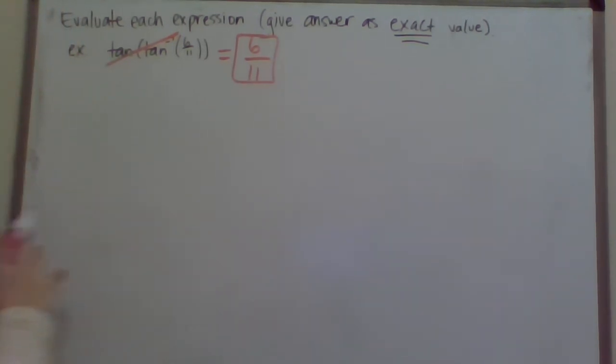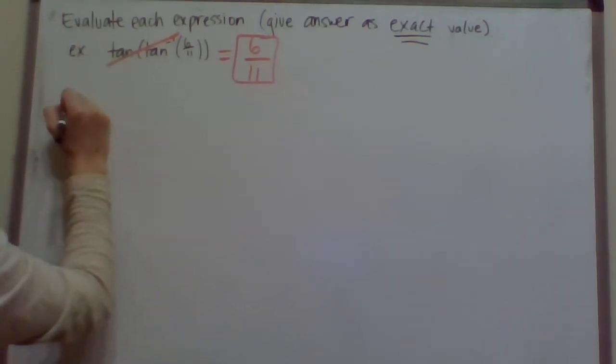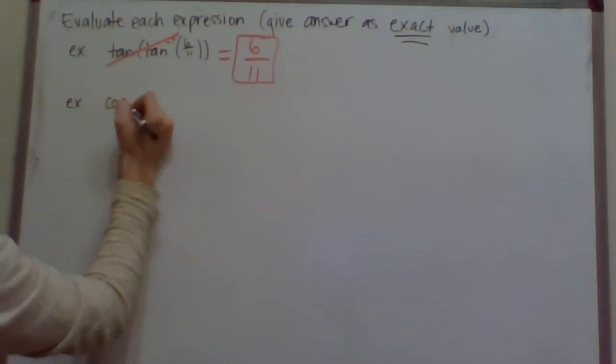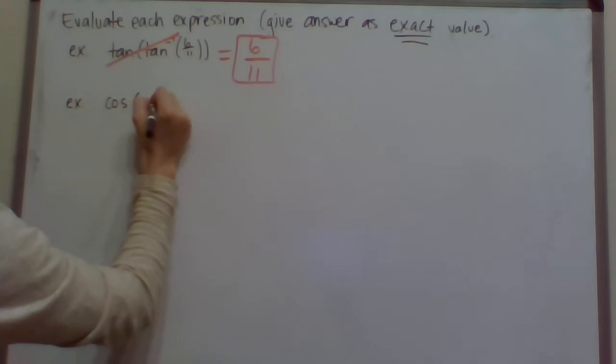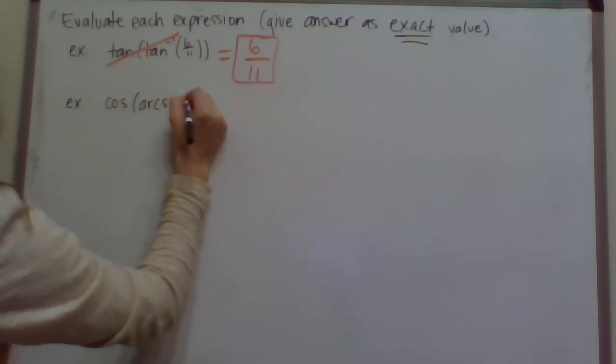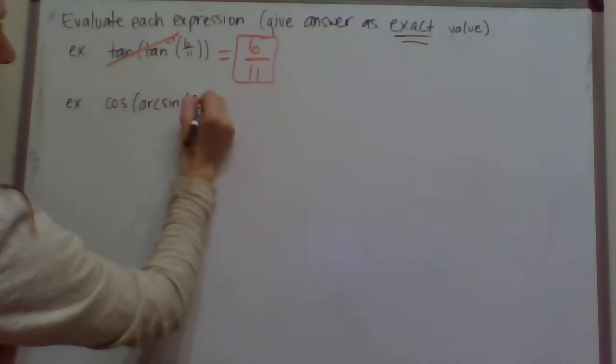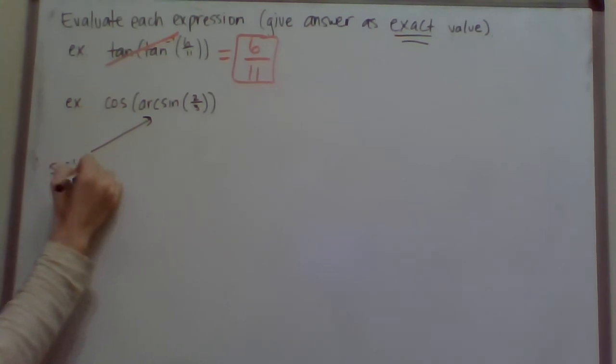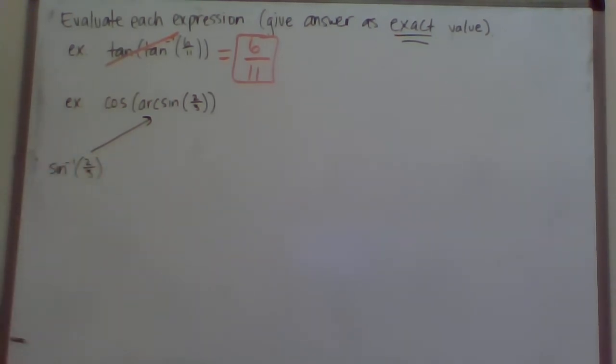Okay. Now, some are not that easy. So you're also going to get some where you have to do a little bit of extra work. So if I ask you for the cosine of arc sine of 2/3. Remember, arc sine is literally the same thing as the inverse sine of 2/3, if you prefer to see it or say it that way.